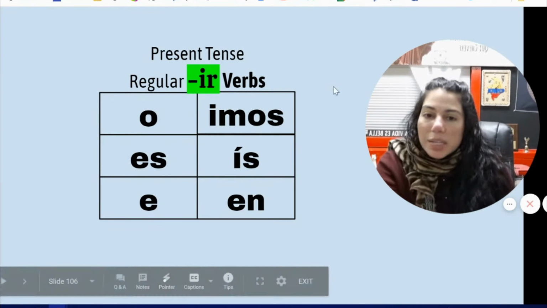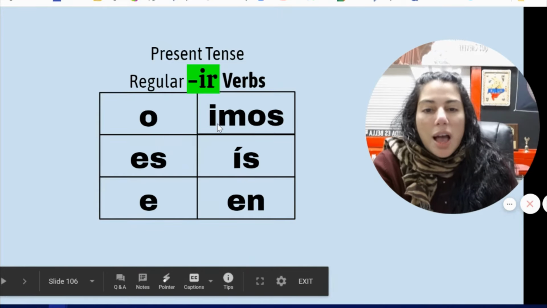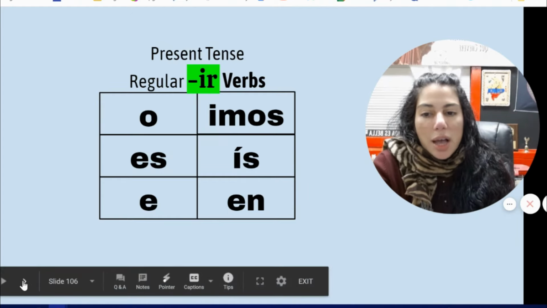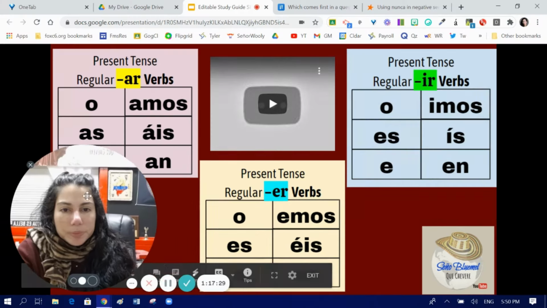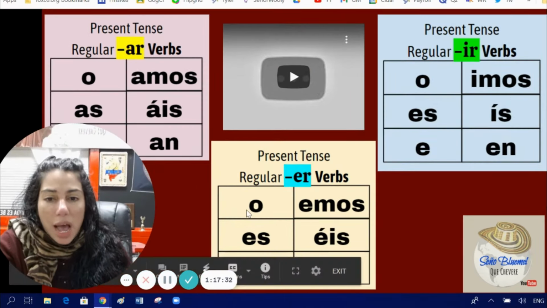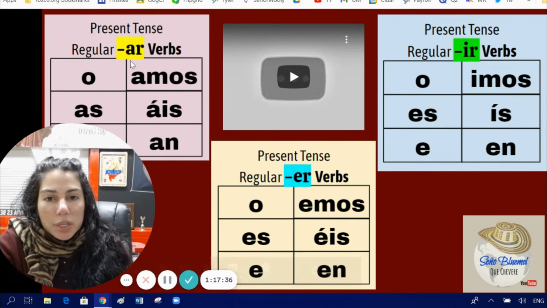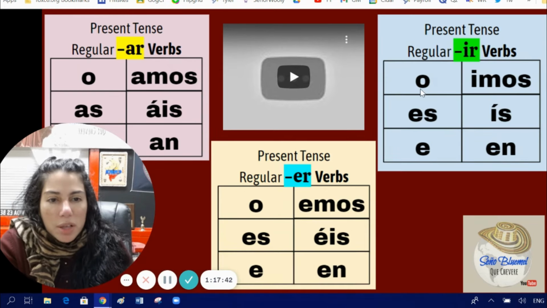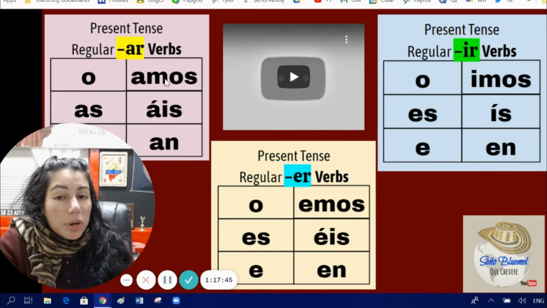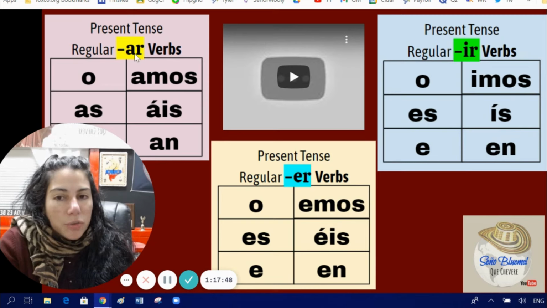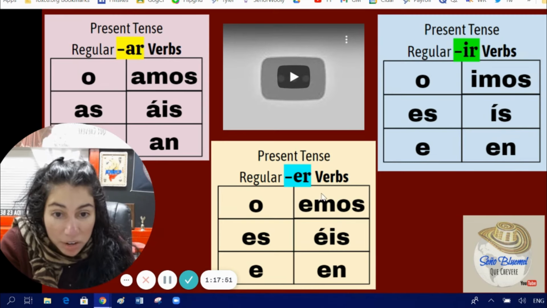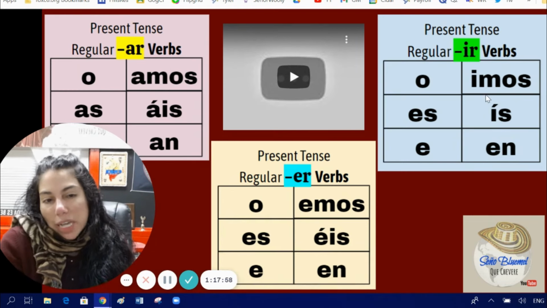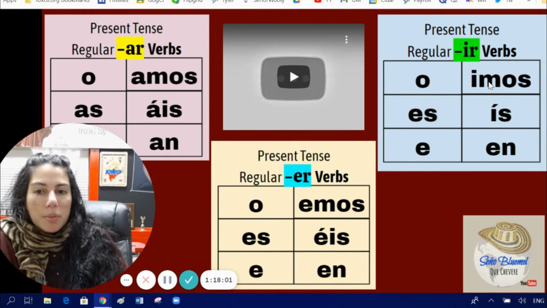And then IR verbs, this is the ending. Some of them are similar in some of the pronouns and some of them change in specific pronouns, so you just have to look at them and study them and see how they change. For example, notice something cool about AR, ER, and IR. The O is always the same for yo. And for nosotros, it goes with the A: for AR verbs it's amos, for ER verbs it's emos, and for IR verbs it's imos. So that's kind of cool, and you can remember that.